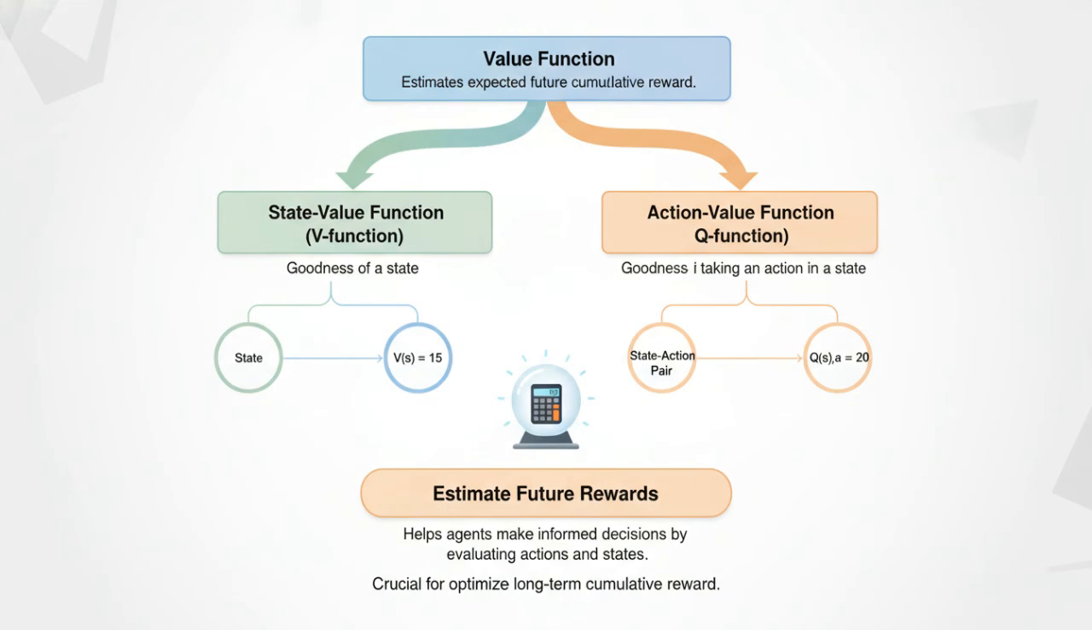There are two primary types: the state value function, V function, which predicts the expected return from a specific state, and the action value function, Q function, which predicts the expected return from taking a specific action in a specific state. Q functions are particularly useful because they help the agent compare the desirability of different actions in a given state, allowing it to choose the one that promises the highest future reward. By learning accurate value functions, an agent can make informed decisions even when immediate rewards are small or delayed, focusing on long-term gains rather than just short-term incentives.